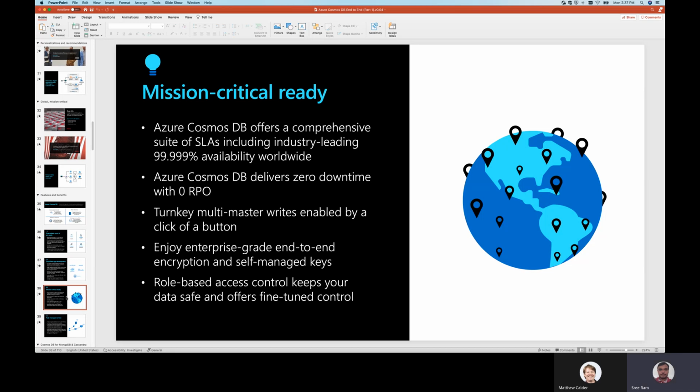So let's summarize the mission critical readiness. Azure Cosmos DB delivers zero downtime with zero RPOs because it can be distributed, and we can use Traffic Manager to migrate our traffic to the nearest Cosmos DB location. Cosmos DB comes inbuilt with multi-master writes. With a single click of a button, you can write across different regions. And we have enterprise-grade security in form of encryption and self-managed keys. And also, it comes with RBAC, wherein you can keep your data safe.